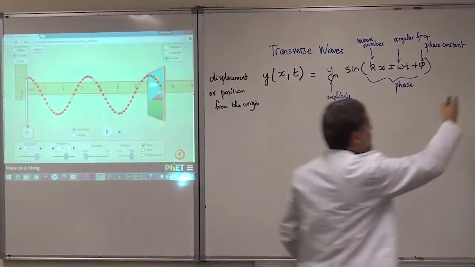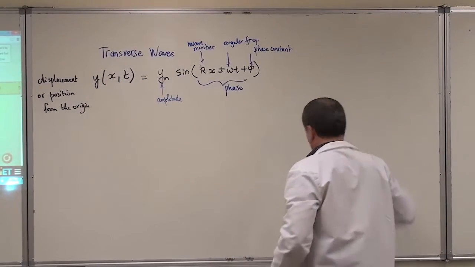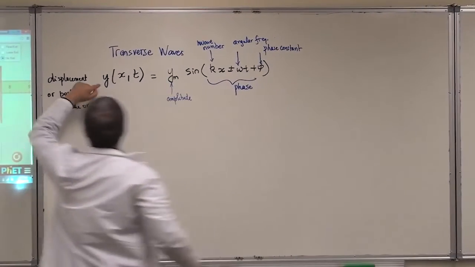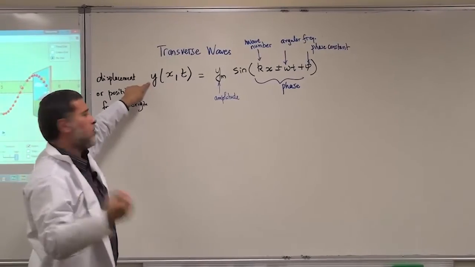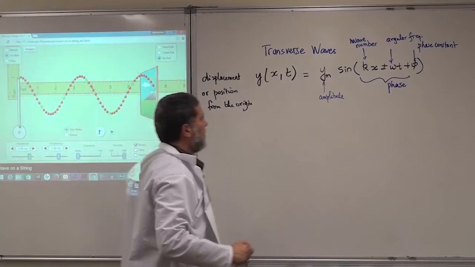Sinusoidal wave, and this is for a particle moving in a straight line. So what I mean here, this is the position or displacement of the particle along the y-axis. You can see the particle is moving up and down.